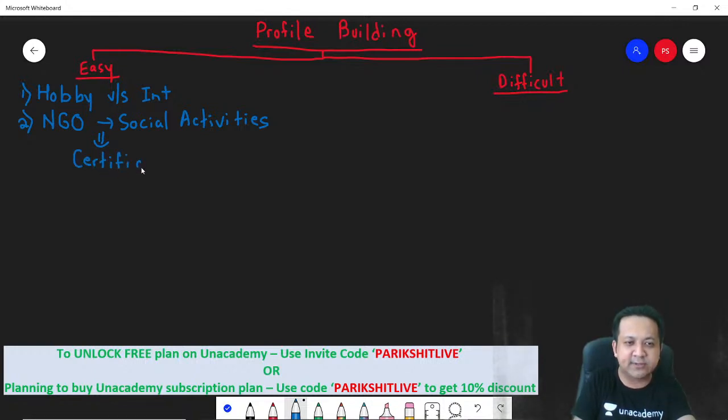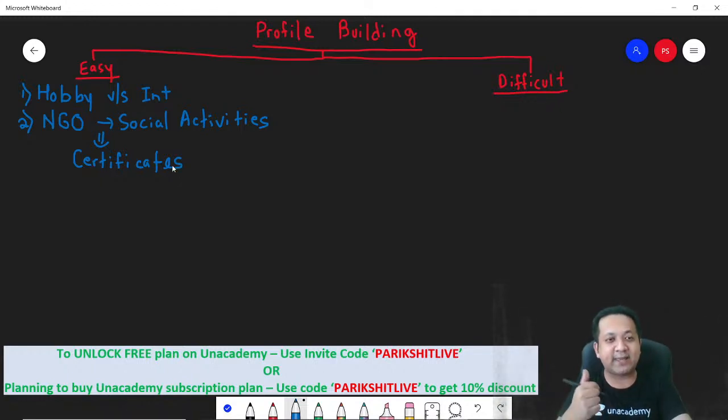So if you are working with an NGO, but you think that certificate is something that you might not get, it might not fetch you any brownie points, because at the end of the day, you don't have any proof of it. You got to have some proof. So certificates are required to prove that you work with an NGO.